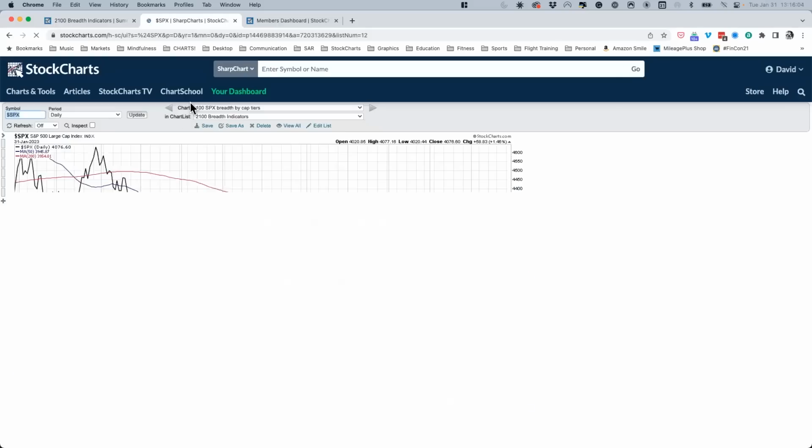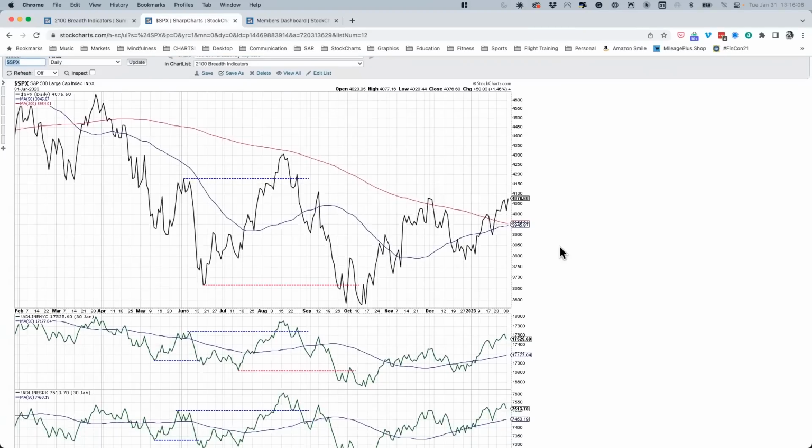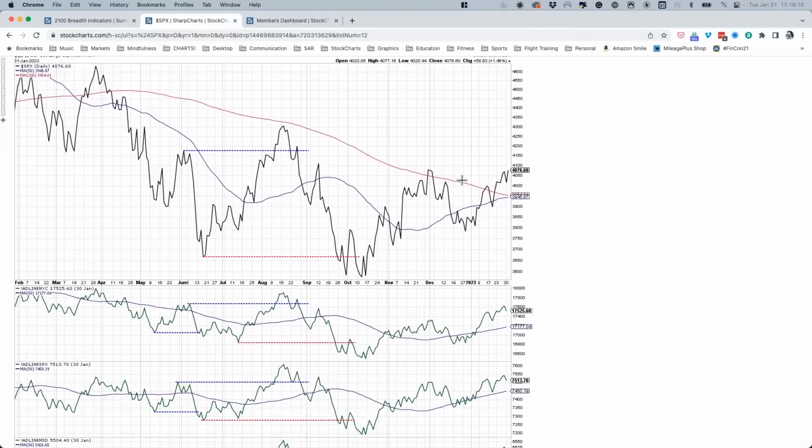We'll start with the S&P 500 and the breadth by cap tiers. This chart is so interesting right now because the S&P, as I mentioned, so far is not quite making it above its November peak, right? The peak from the end of November. That was the last significant swing high. So you take a step back and look at the swing highs and lows. A bull market phase has higher highs and higher lows. A bear market phase has lower lows and lower highs.